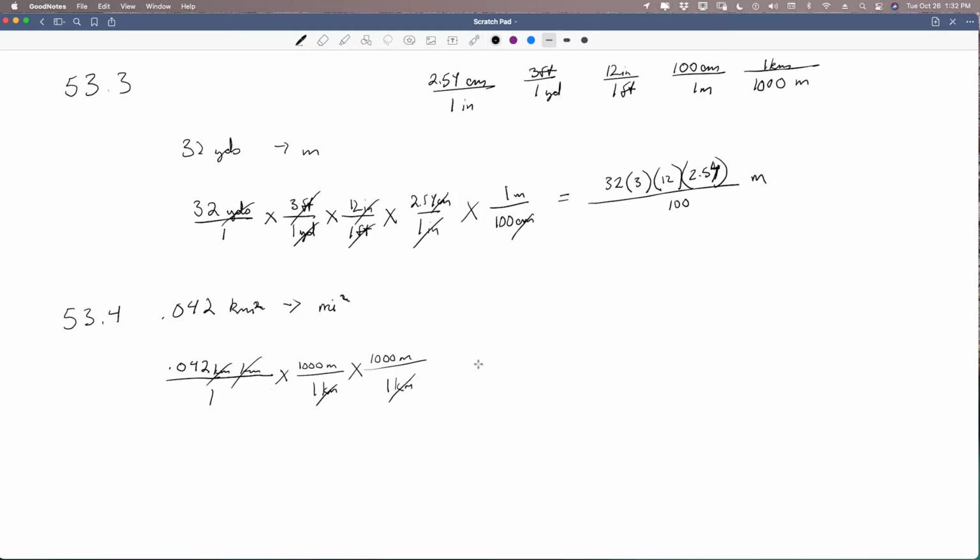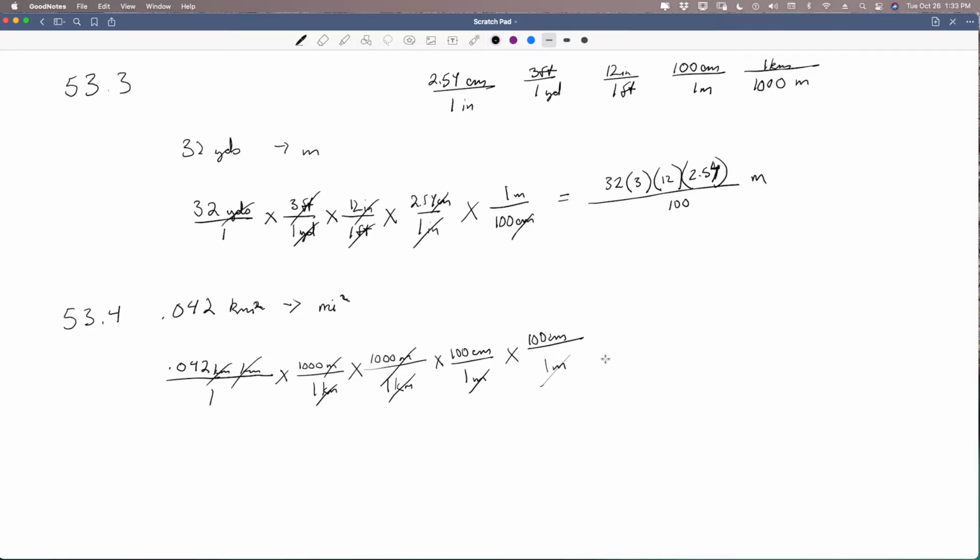Now we want to go to centimeters. So let's put meters in the bottom, 100 centimeters in the top. We can cancel the first meter. Now let's do another 100 centimeters. Allows us to cancel the second meter.